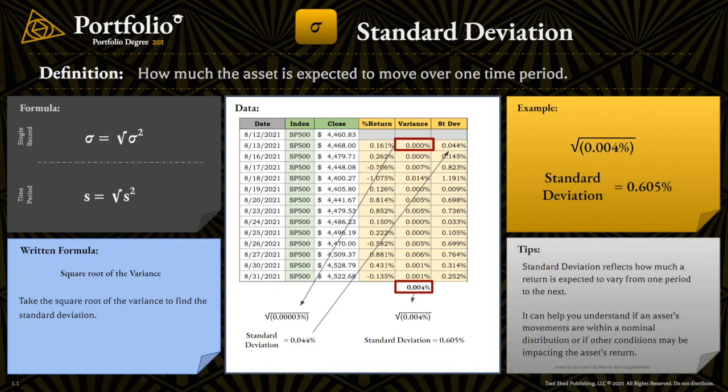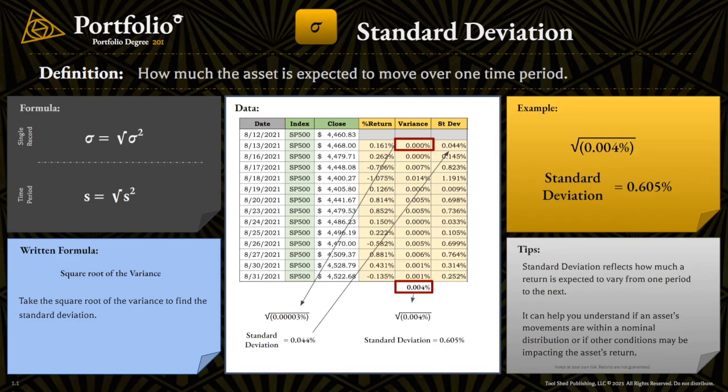Now, standard deviation reflects how much a return is expected to vary from one period to the next, and it can help you understand how much your assets move within a normal distribution. For example, as you begin your trading day, if you have a standard deviation of 0.6, that means on any particular day that stock will go up or down 0.6%. Now, the reality is it can go up or down much more than that, but that's what you use this for.